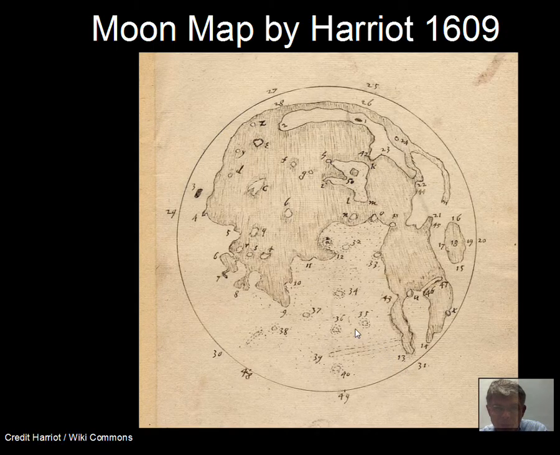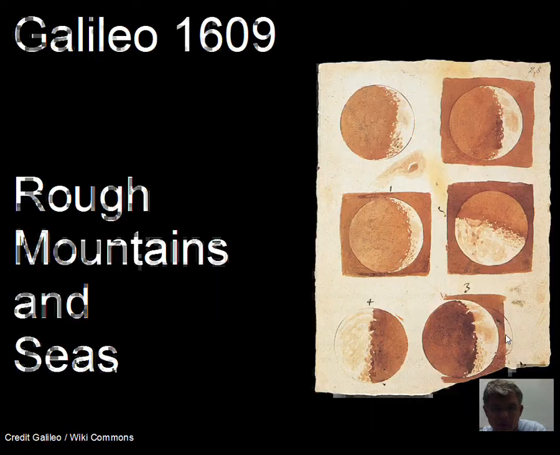Moon map made by Harriot in 1609, and going from memory just a little bit, but I believe this was in England, and this preceded Galileo by a little bit. But Harriot did not widely publicize his observations, and Galileo really did publicize and gets more of the credit for using a telescope for astronomy observations. Galileo described rough mountains and seas, the flat area, the Maria.